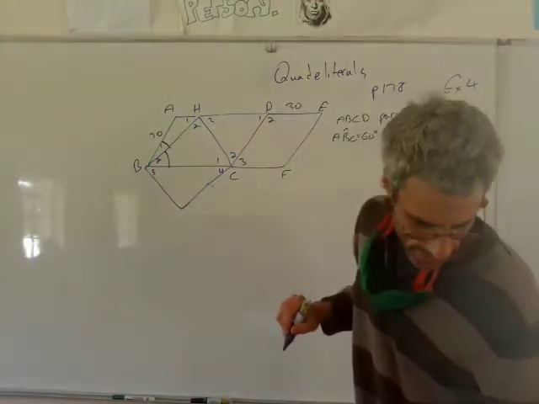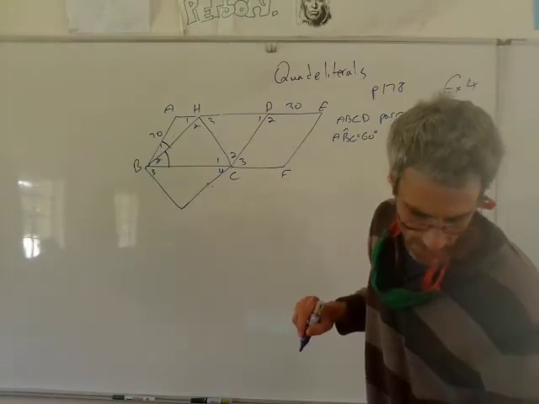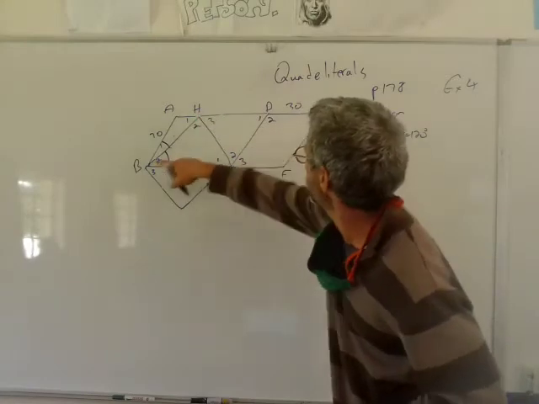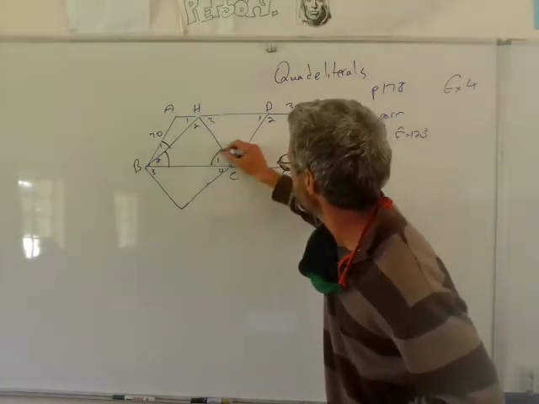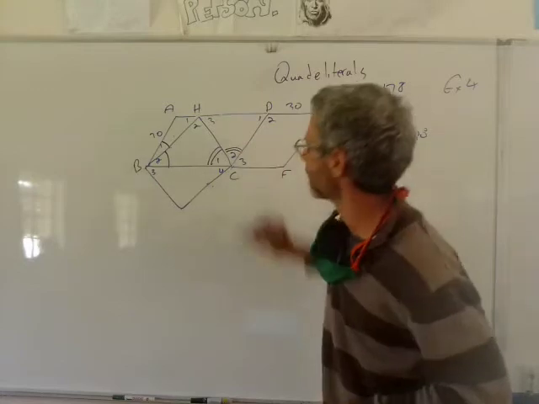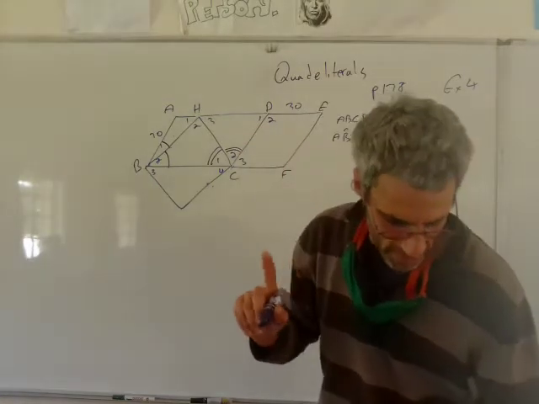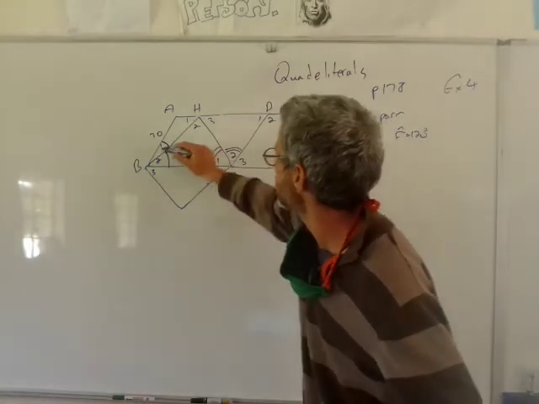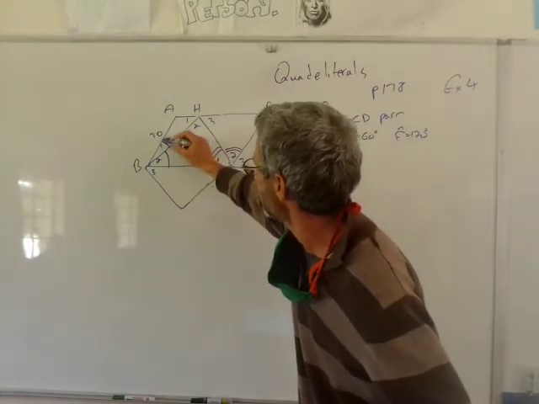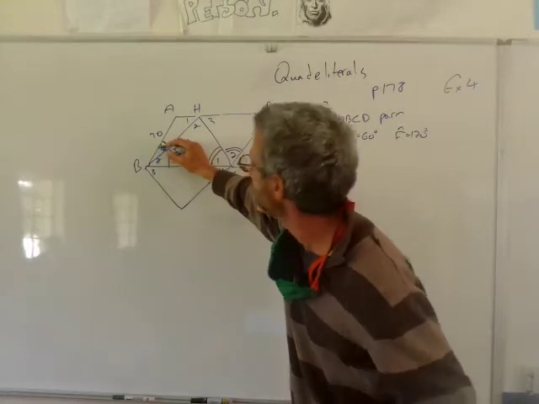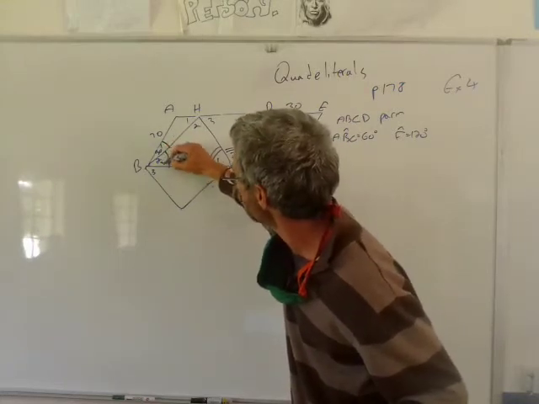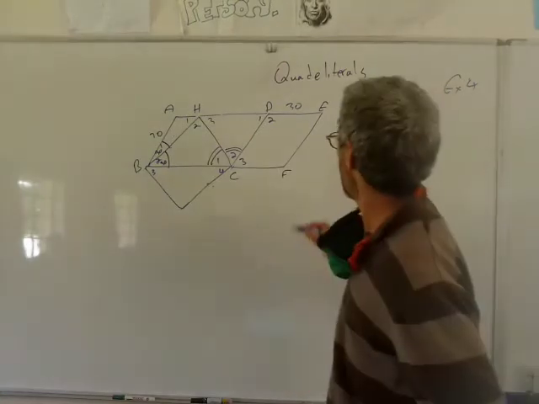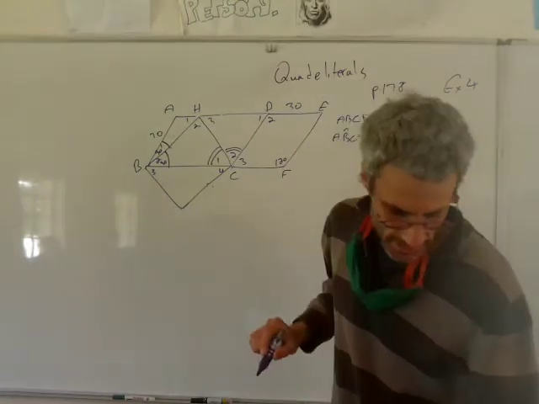Right, next thing, we're told that HC bisects BCD. So in other words, this angle is equal to that angle. Stop me please if you don't get something. Angle ABC is 60 degrees. So all of that is 60 degrees, meaning B1 will be 30 and this one will be 30. Straight away write it on the drawing. And F is 120. I'm going to write 120.